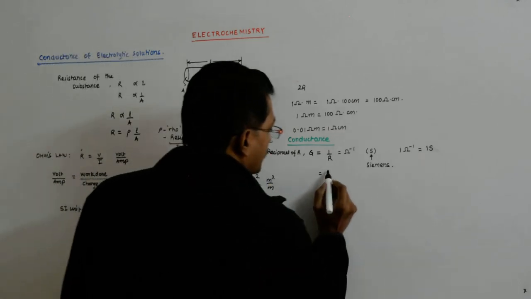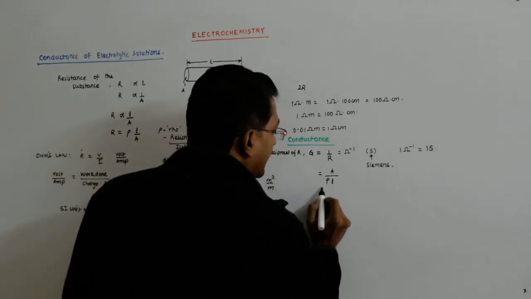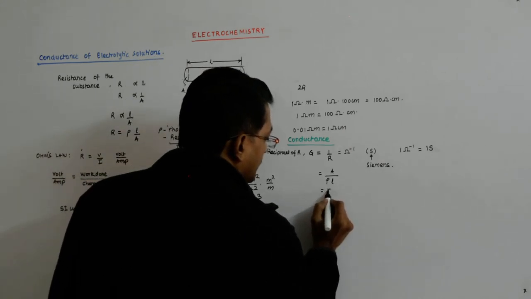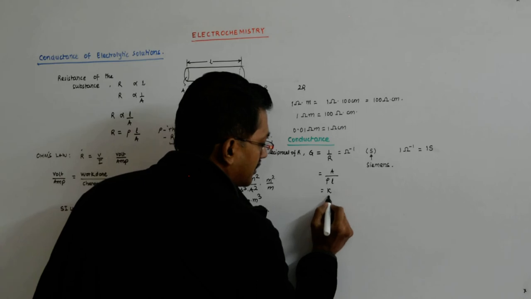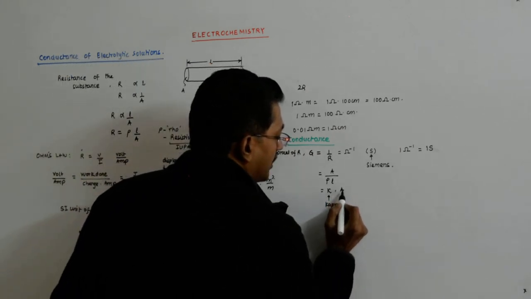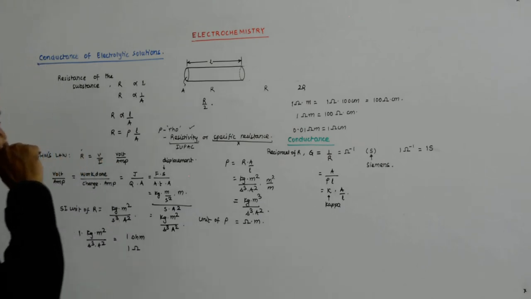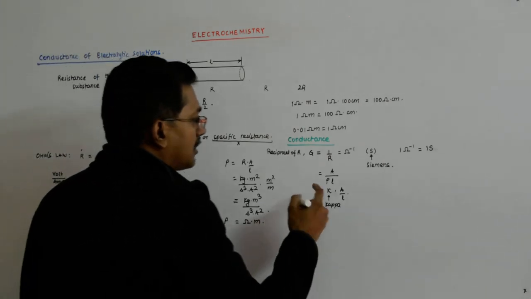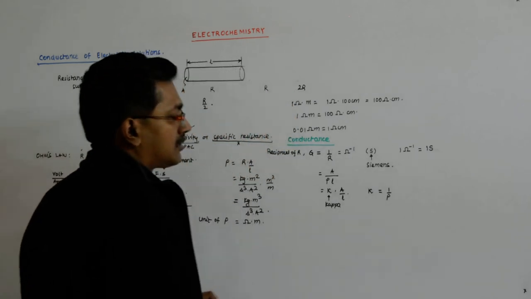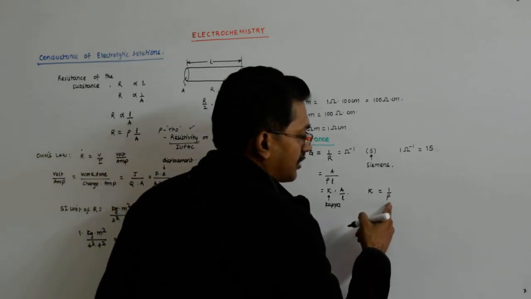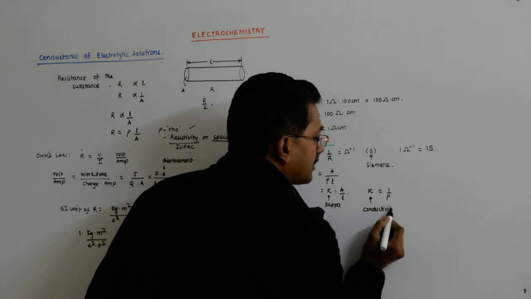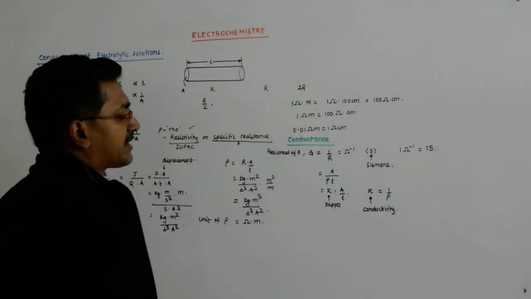Now, what is that equal to? The value of R is so much, so that actually becomes A upon rho L. Now, 1 upon rho is something called kappa. This is kappa into A upon L. And what is kappa? Kappa is 1 upon rho, that is the reciprocal of resistivity, so it is called conductivity. We'll soon see there is a logic behind this.